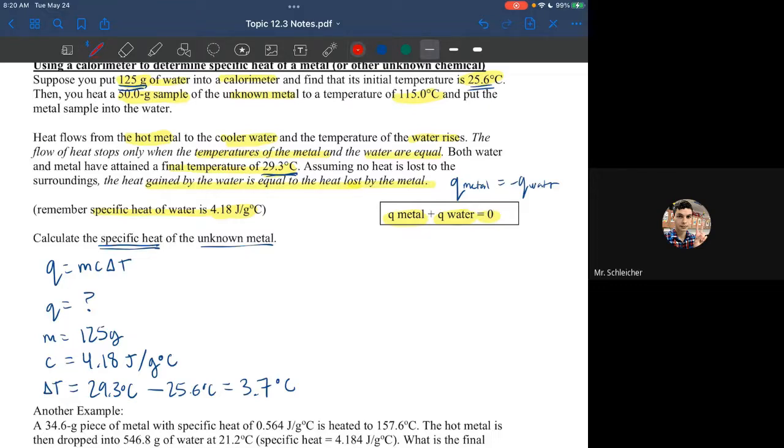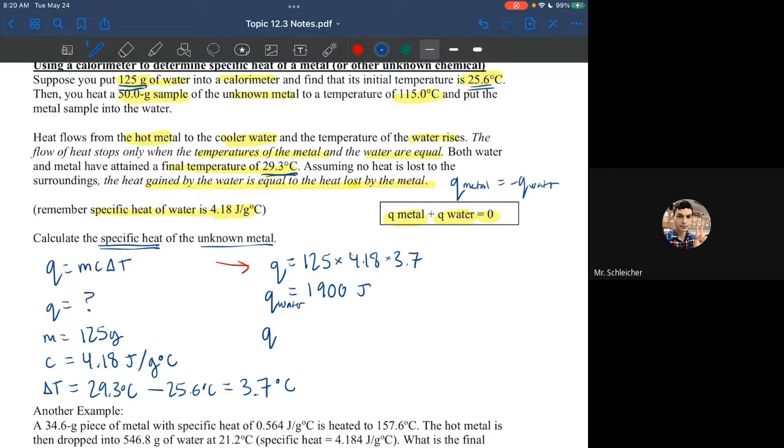Now we can plug in all of our numbers into this equation, and we have Q is equal to 125 times 4.18 times 3.7. And that's pretty straightforward to calculate. Once we plug that into a calculator, you should get something like 1900 joules as your answer. Not the final answer. We're still going to calculate the specific heat of the metal. So we can say Q of the water is equal to 1900 joules.